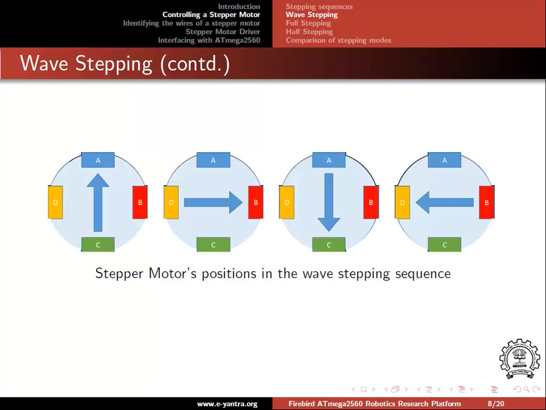Shown here is an illustration that depicts the direction of the rotor inside a stepper motor in the wave stepping sequence. The rotor points to the excited coil at that instant. When coil A is excited, the rotor aligns itself to point to it. Next, when coil B is excited, the rotor turns to align itself again. This process repeats for the other coils.